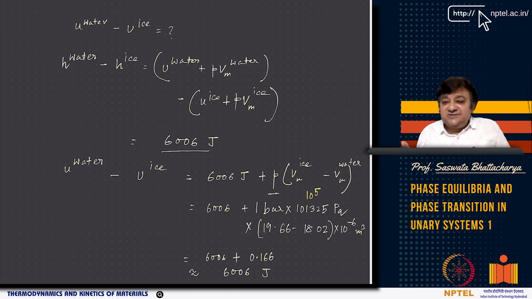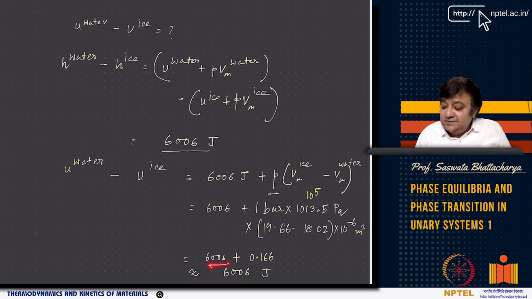There is no gaseous phase. So the PV work is really small compared to the enthalpy of fusion. The enthalpy of fusion, or heat of fusion, is 6006, whereas this PV work, the difference in the PV of water and ice at 1 bar pressure, is only 0.166.